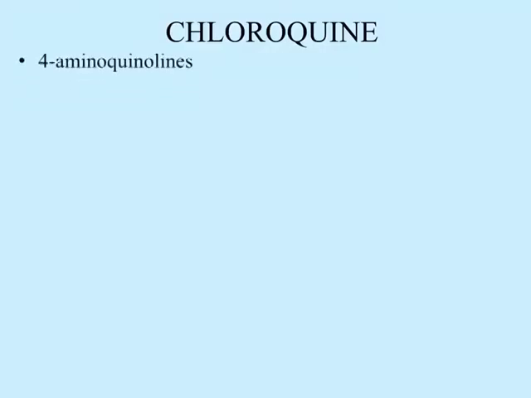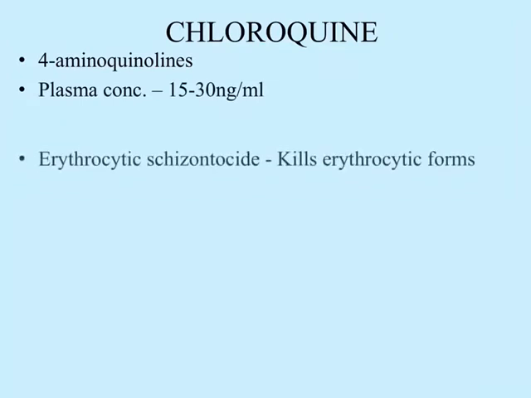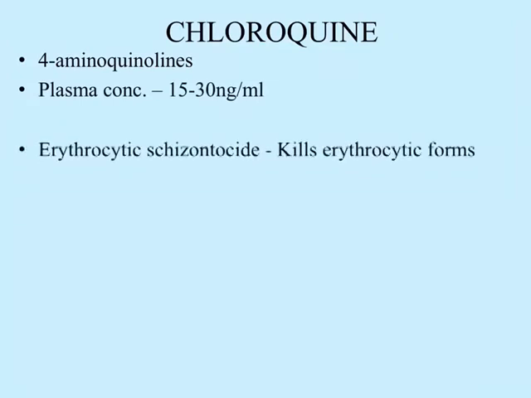Chloroquine, artemisinin-based derivatives, quinine and primaquine. Let's now try to understand chloroquine as a molecule. Already in the classification, we learned that it belongs to the 4-aminoquinoline group. Let's try to understand what the mechanism of action of chloroquine is.